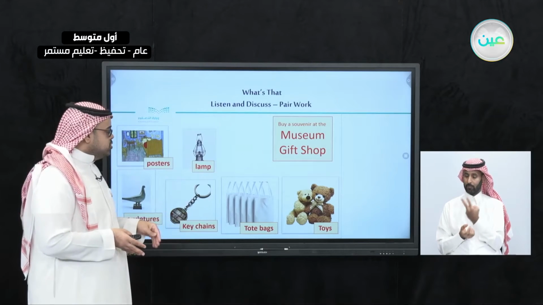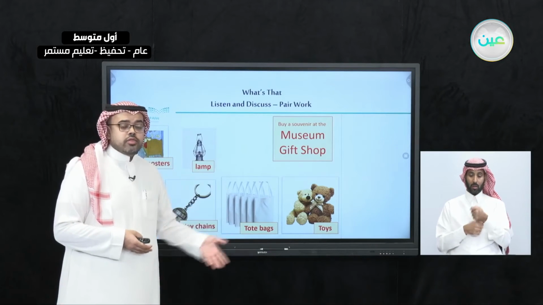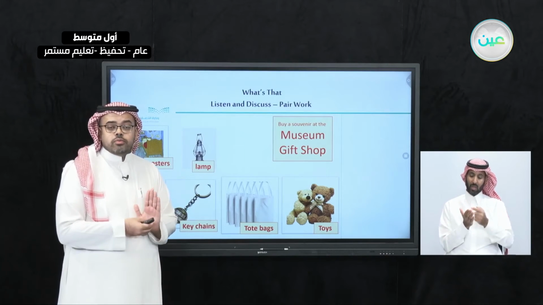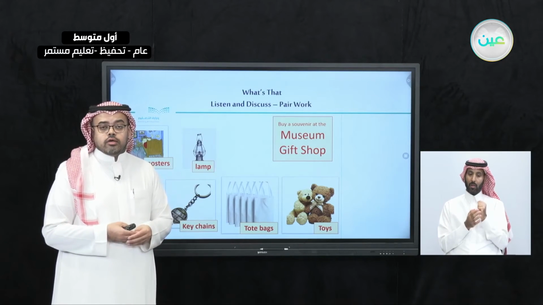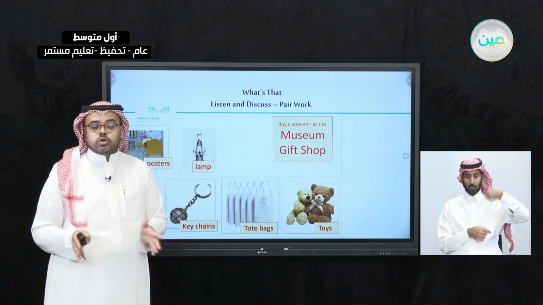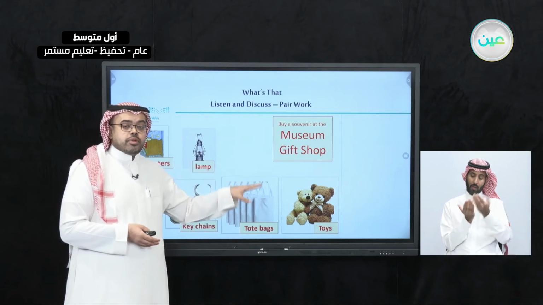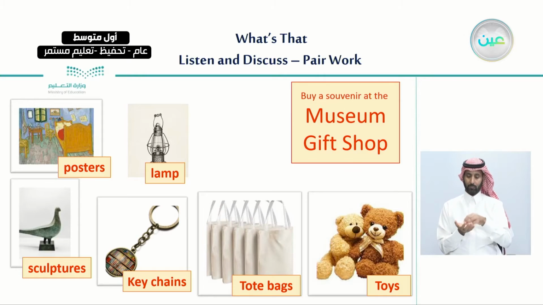So we have mentioned you can buy posters, a lamp, sculptures, keychains, tote bags and toys. There are other examples too, like a very small notebook that has the name of the museum, maybe a pen, maybe also a bag for your laptop or accessories for your smartphone about the place you have visited. So we have many, many examples of the souvenirs that we can buy.